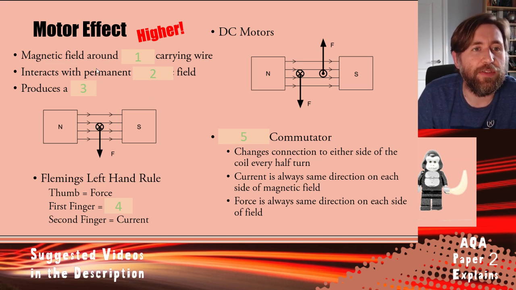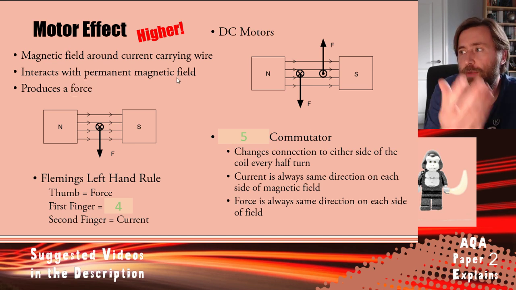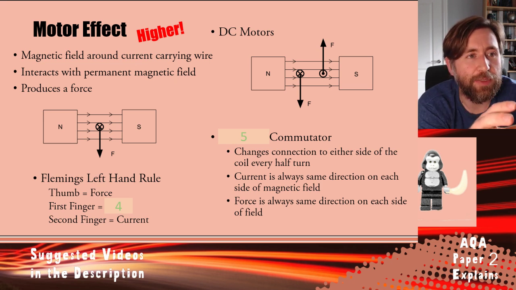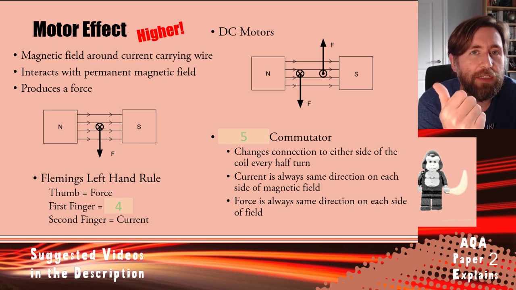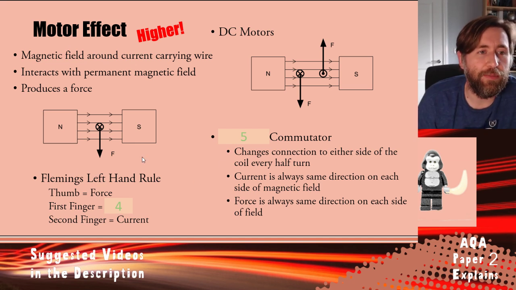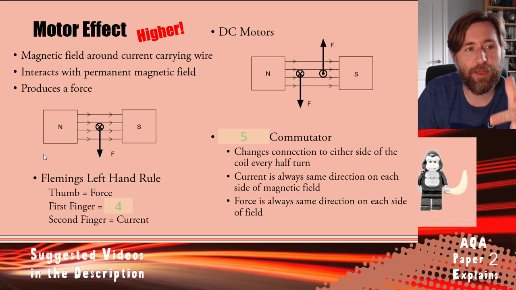So the magnetic field around a current carrying wire basically interacts with a permanent magnetic field and produces a force. So this is what I'm saying, these cards, go through them again, try and memorize them, are just explanations. If they ask you to explain the motor effect, boom, boom, boom, 1, 2, 3: magnetic field around a current carrying wire interacts with a permanent magnetic field, produces a force. So this is my little diagram there, and you can use Fleming's left-hand rule to solve that, okay?